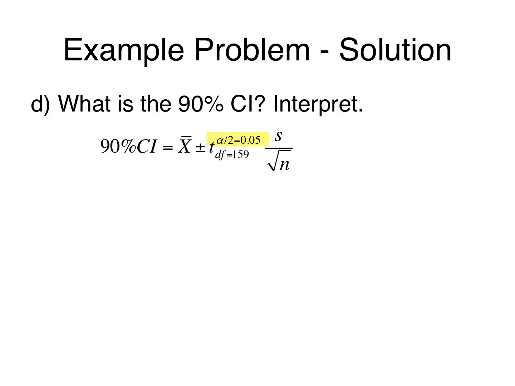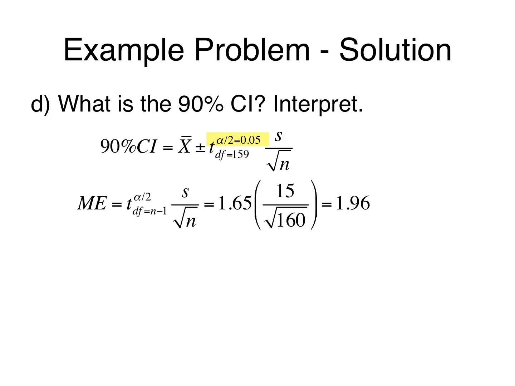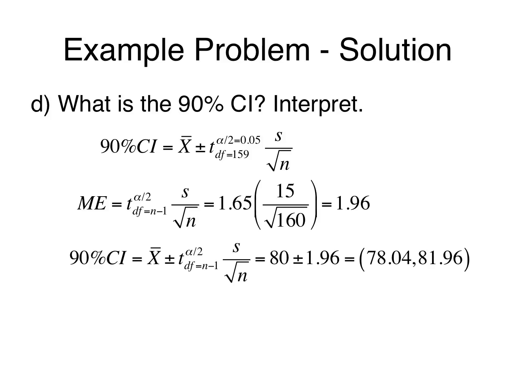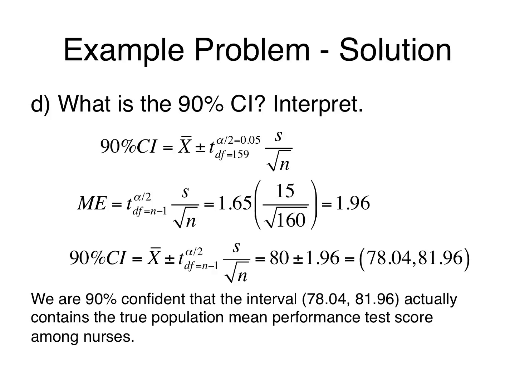So if we look at our t-table, we'll see that the t-value associated with 5% in each tail with a large sample size is 1.645. So we plug this information into our formula to get our margin of error. We then add and subtract this margin of error from our sample mean of 80 to calculate our confidence interval of 78.04 to 81.96. And we conclude that we are 90% confident that this interval actually contains the true population mean performance test score among nurses.